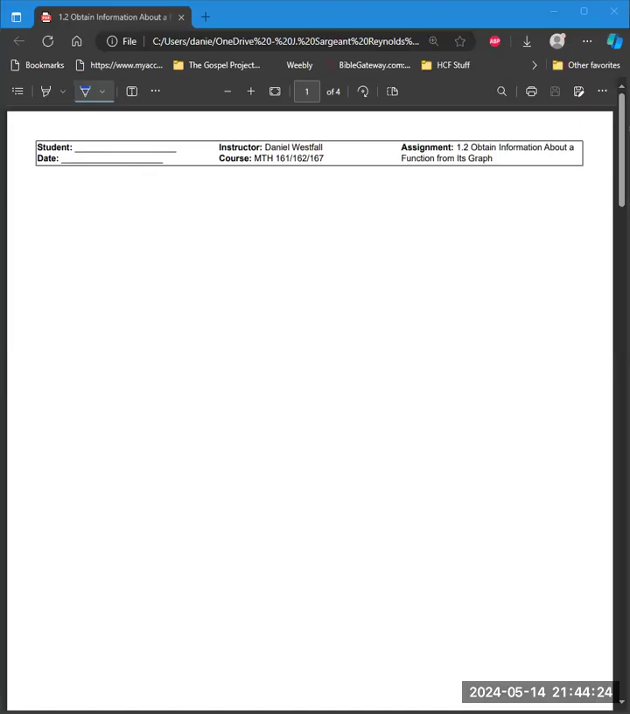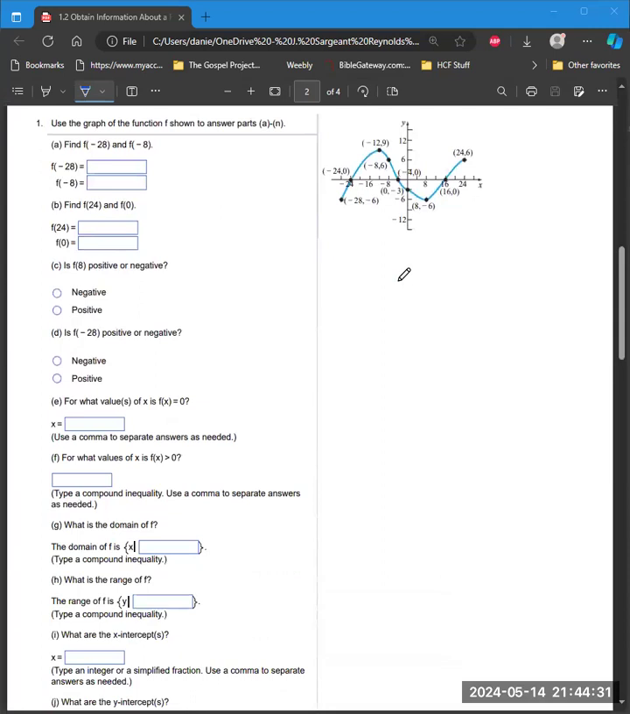In this video, we're going to talk about 1.2, where we obtain information about a function from its graph. Let's go ahead and look at our first problem here. Let's use the graph of the function f shown to the right to answer parts a through n.